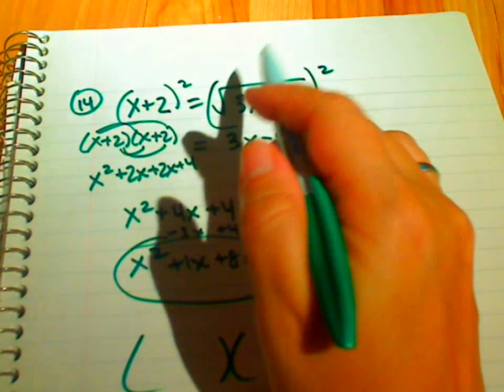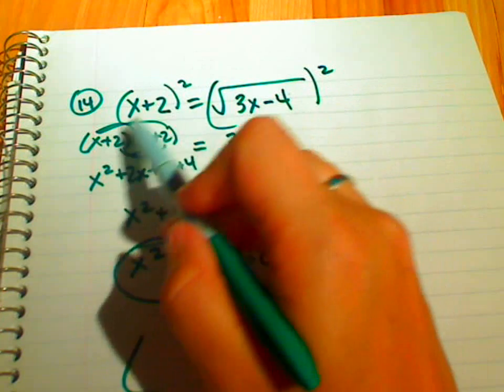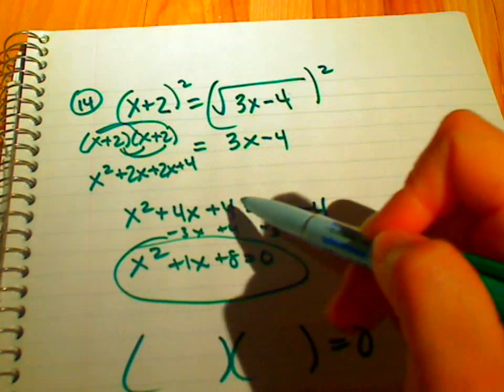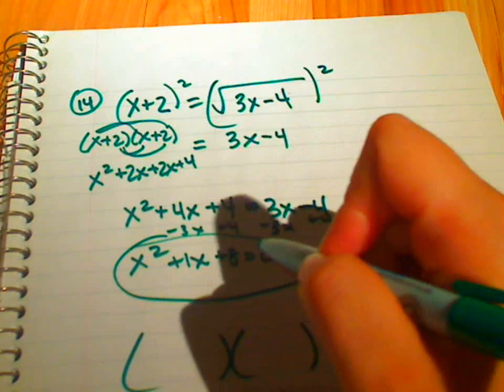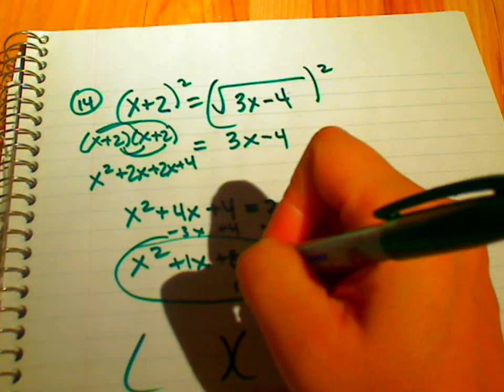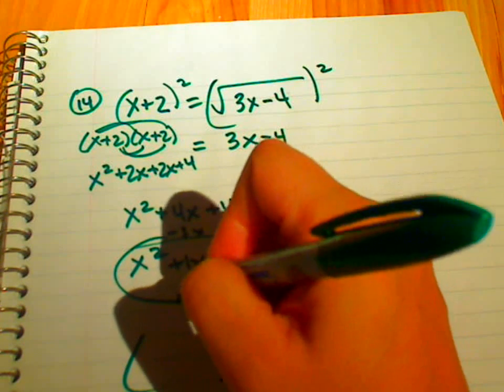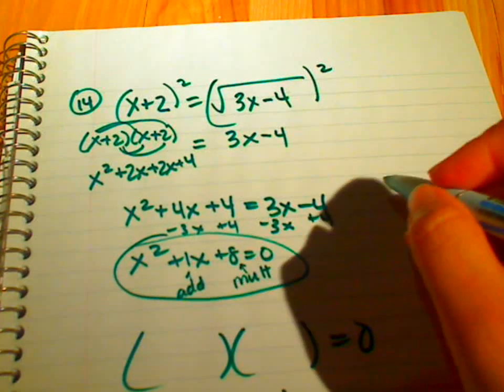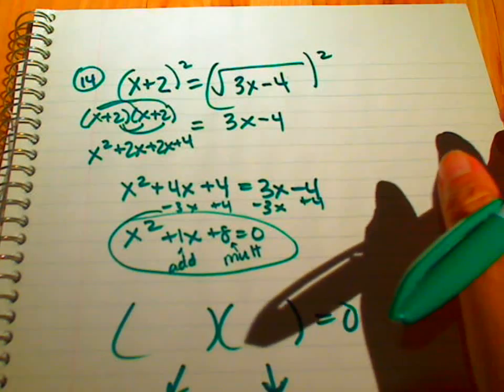But the basic premise is that you start off by squaring both sides, FOIL it out, move everything to one side, and see what you've got. See if you can find numbers that multiply to that number but add to this number to get your factors. And then set them equal to 0 to solve.